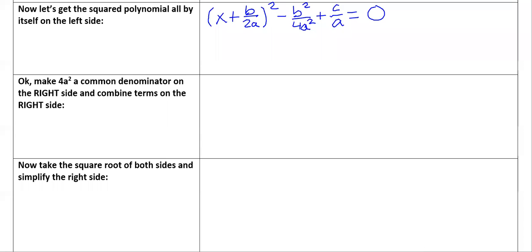All right, everybody. So here's where we are. This is part 2 of deriving the quadratic formula.